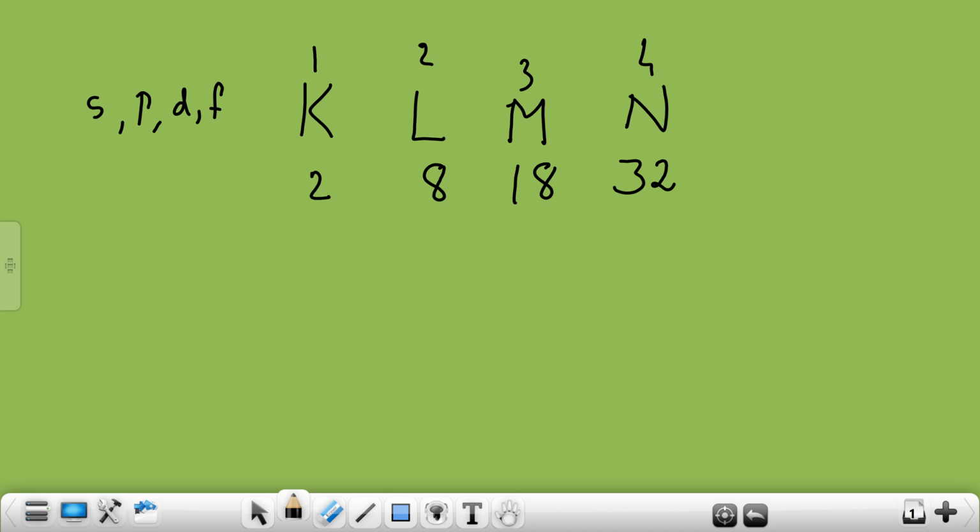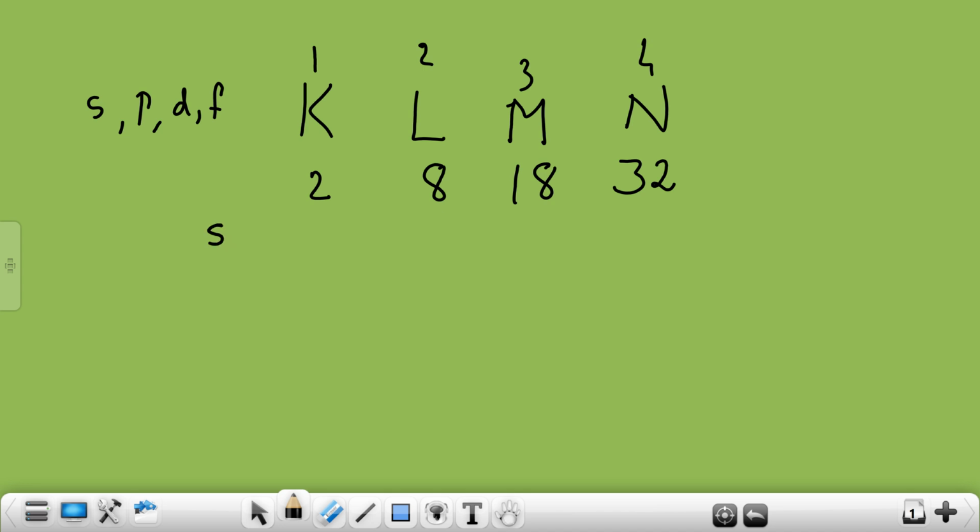The electrons are filling in the shells in the increasing order of energy. That means K shell is having the least energy. So first 2 electrons go to K shell. Then coming to L shell, the next 8 electrons go to L shell, then M, and the highest energy level is N.